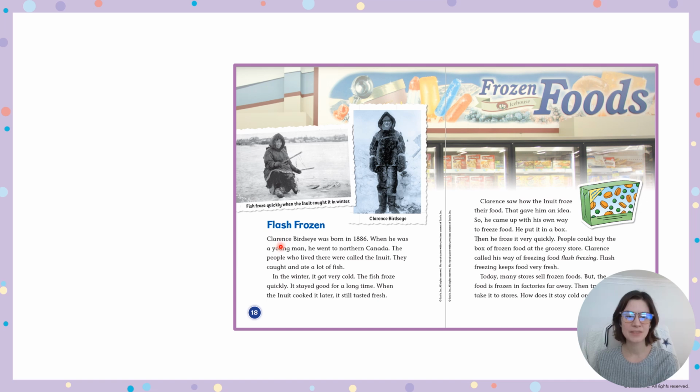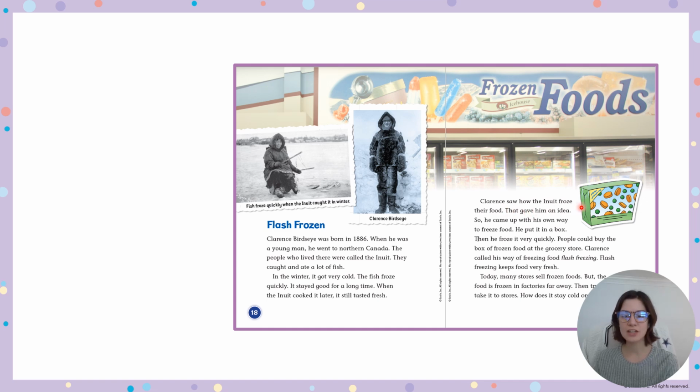Flash frozen. Clarence Birdseye was born in 1886. When he was a young man, he went to northern Canada. The people who lived there were called the Inuit. They caught and ate a lot of fish. In the winter, it got very cold. The fish froze quickly. It stayed good for a long time. When the Inuit cooked it later, it still tasted fresh.